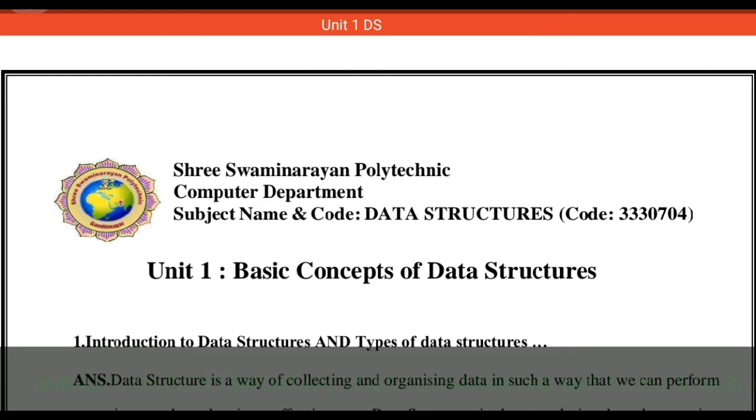So dear all students, we have already completed our syllabus about data structure, and now revision starts from chapter number 1, Basic Concepts of Data Structure. So first of all, question number 1 regarding chapter number 1 is: Introduction to Data Structure and Types of Data Structure.